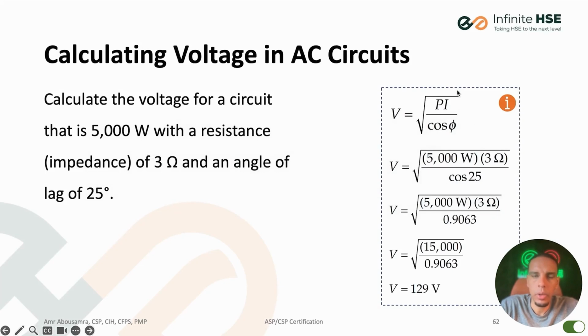Now that we understand what these symbols mean, you can just take the numbers from this question and plug them in. For example, P is 5,000 watts. Z, the impedance, is 3 ohms. And the cosine theta, which is cosine 25. And all of that will be under the square root. On the calculator, you can calculate the part inside, as we'll see now, and then take the square root to get the number. So let's see how to do this on the calculator.